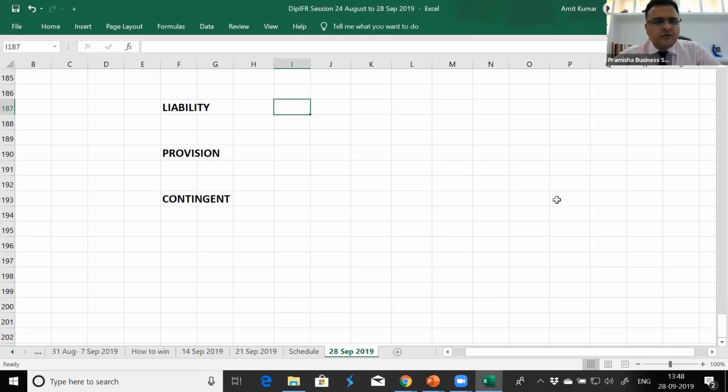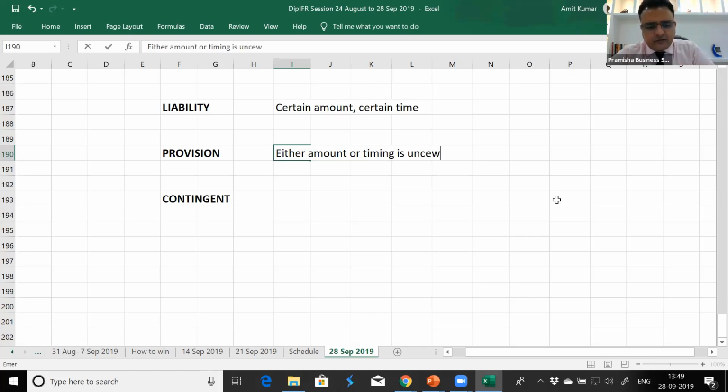Very perfect. So liability means we know the amount to pay. So it's a certain amount, and we know the time to pay. We create a provision when we are not aware of one thing. We know that we have to pay, but we do not know when to pay, or we know the time to pay, but we are not sure of the actual amount to repay. So when either amount or timing is uncertain, we are required to create a provision.